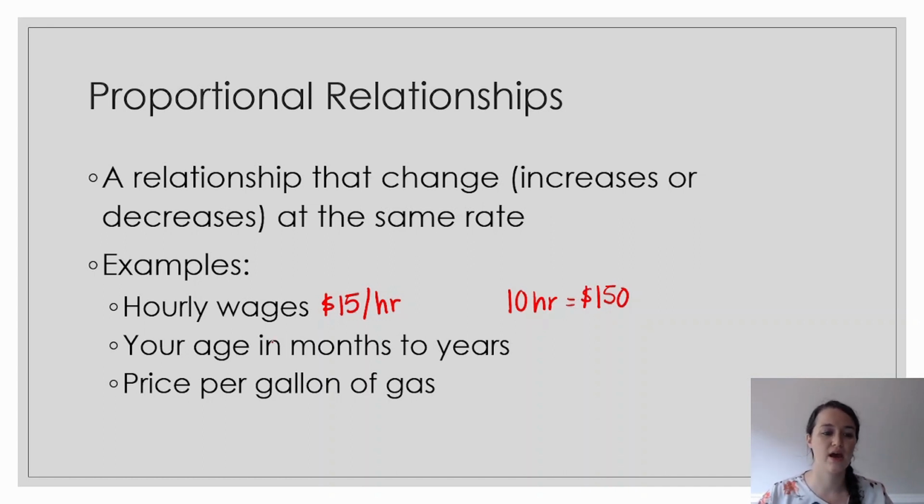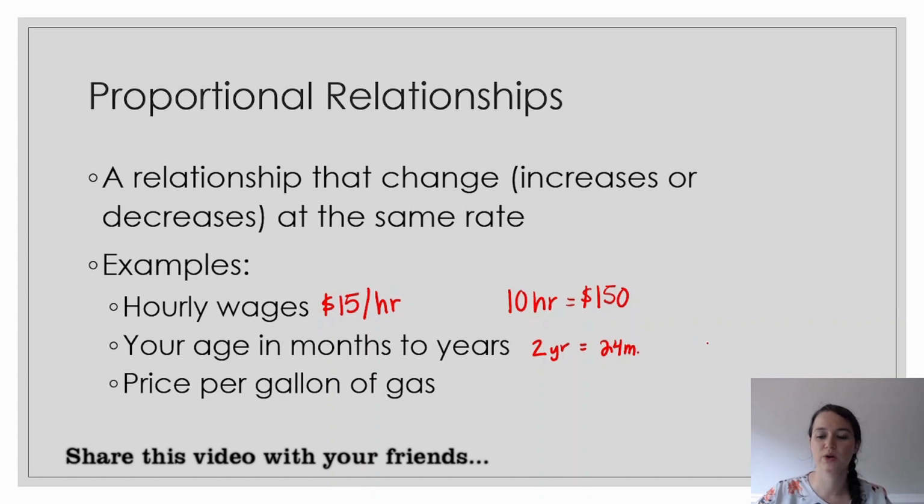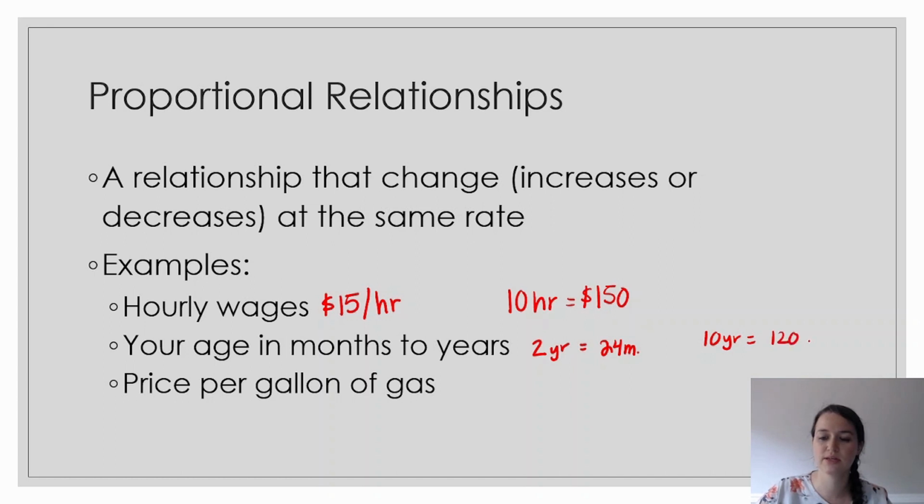So we have your age in months to years, just with years. So on the day of your birth, if you're 2, that means you're 24 months, okay? Or maybe you're 10, so then you'd be 120 months, right? Just counting on your birthday, not after your birthday's over with extra months.